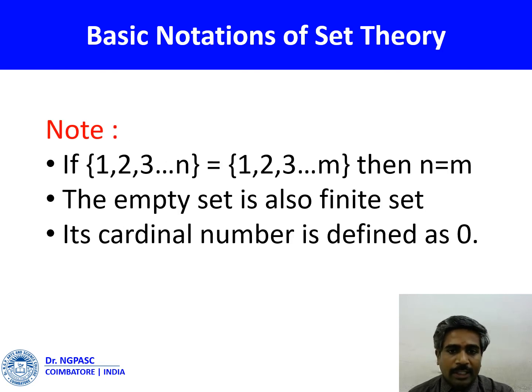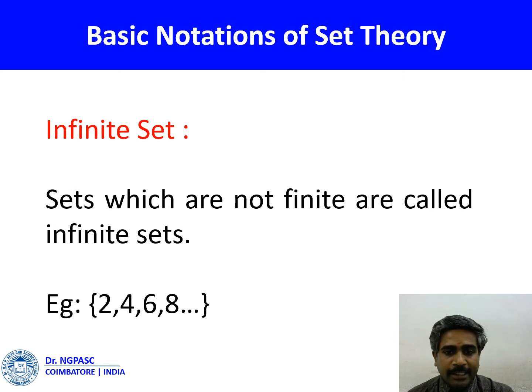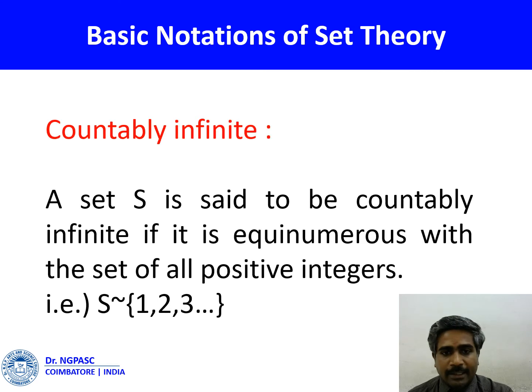Next, note, if S is similar to {1, 2, 3, etc., n} and to {1, 2, 3, etc., m}, then n equals m because of the similar sets. The empty set is also a finite set. The cardinal number of the empty set is defined as 0. Next, infinite set. Sets which are not finite are called infinite sets. Example: 2, 4, 6, 8, etc.